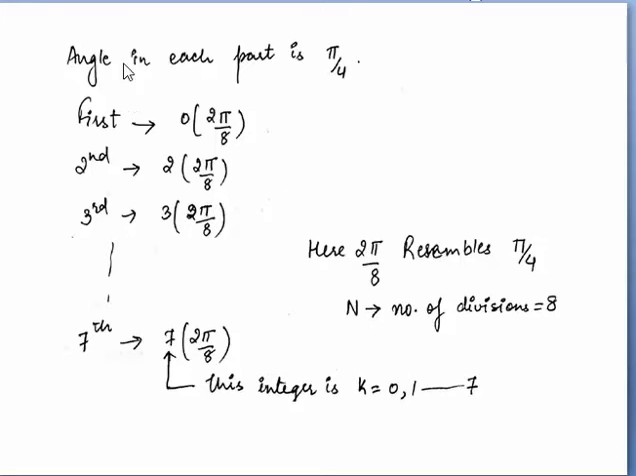This slide shows the angle in each section is pi by 4. The first is 0 into 2 pi by 8, second is 2 into 2 pi by 8, third is 3 into 2 pi by 8, and so on up to 7. So this integer shows the value of k, that is 0 to 7. And 2 pi by 8 resembles pi by 4. And capital N is the number of divisions, that is 8. So k integer is 0 to 7, that means 0 to capital N minus 1. And N is the N point DFT.